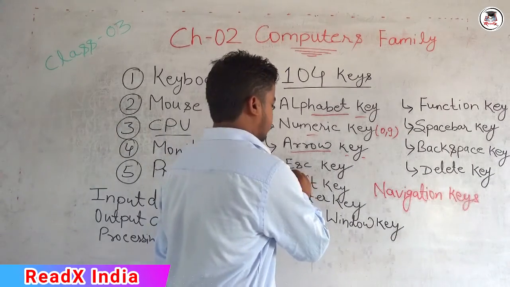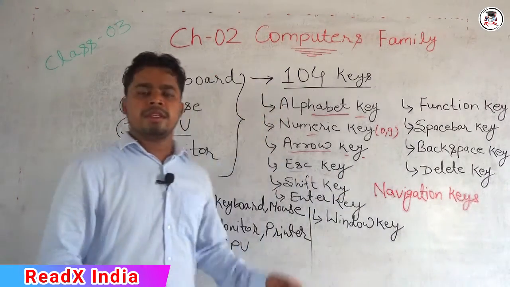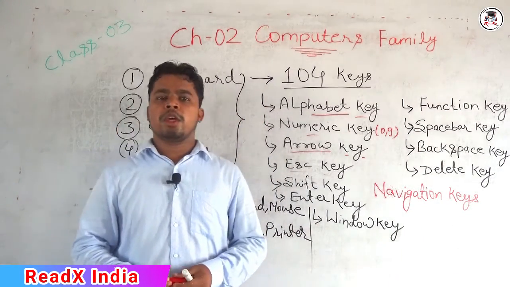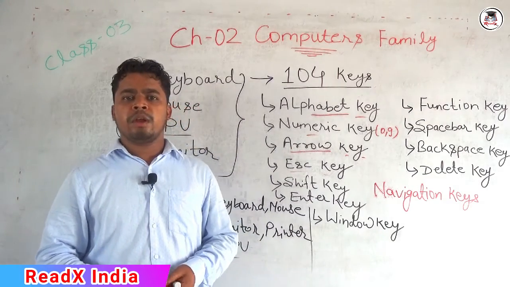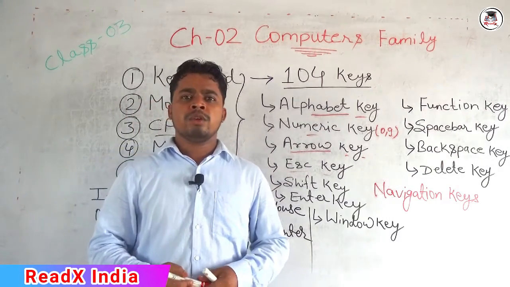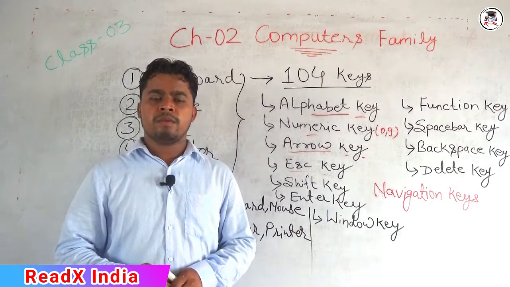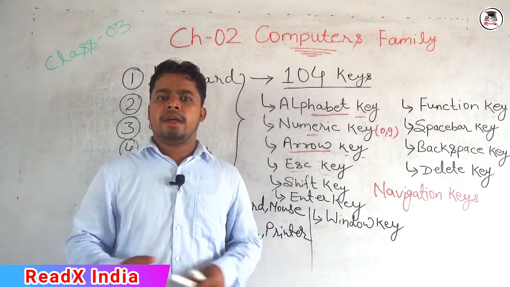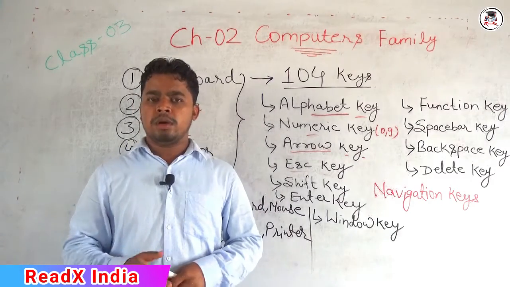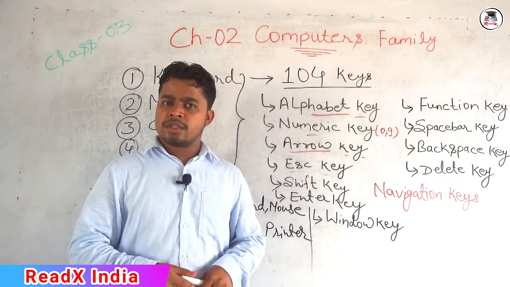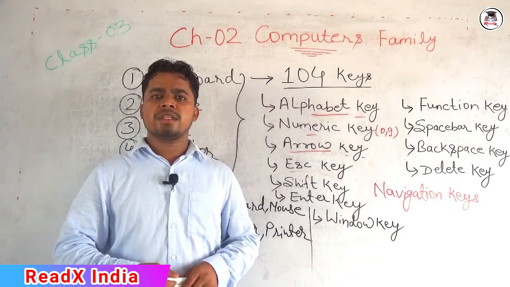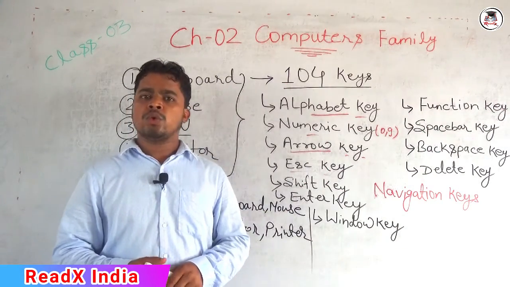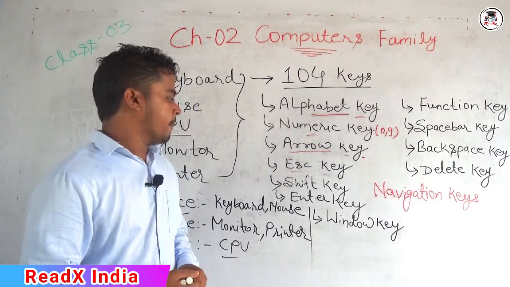Now the next is the escape key. This key is present at the top left of the keyboard. With the help of this key we can stop the particular operation going on in the system, or if some window is opened, it is used to close that particular one.